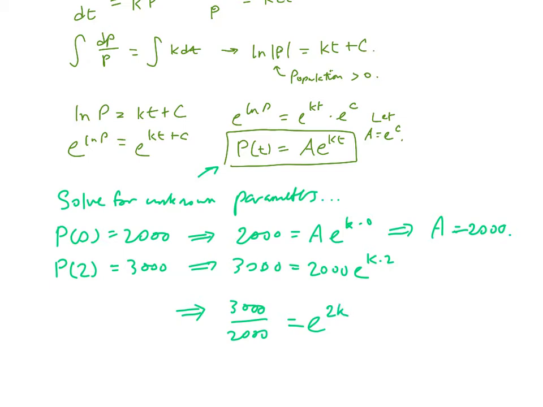Now I have to think, how do I solve an equation like that? If k is what I'm trying to find, then I will probably make progress by taking the natural log of both sides. Now that left-hand side is just 3/2, so I'll call it natural log of 3/2 on the left, and if I take the natural log of e to the 2k on the right, I just get 2k. So that means that k is equal to 1/2 natural log of 3/2.